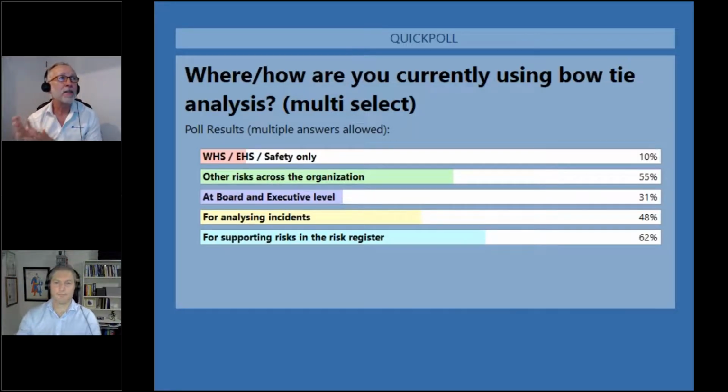We have 10% for WHS only. That surprised me, actually. I thought that would be higher, but that's great. 55% across other risks. Now you're making me feel great, because to me, there's not a risk I haven't found yet that I can't bow tie. And because of my passion for bow ties, I bow tie everything that moves. Watch out. 31% at board and exec level.